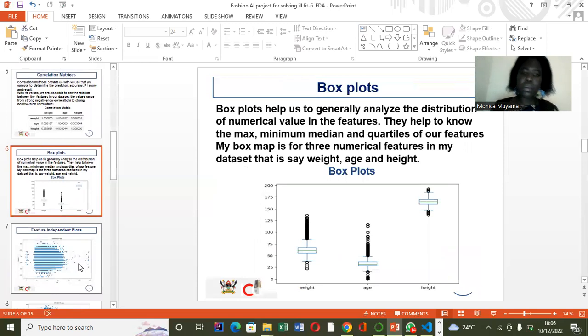The box plots help us to generally analyze the distribution of numerical values and features. They help us to know the maximum, minimum, median, and quartiles of our features. My box plot is for three numerical values in my dataset, that is to say, the weight, age, and height.